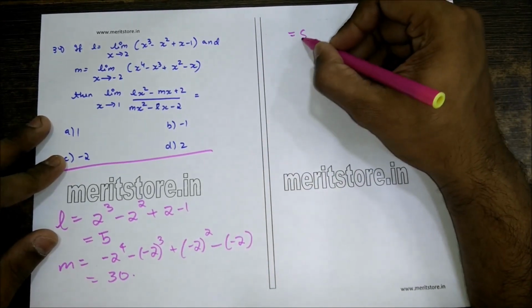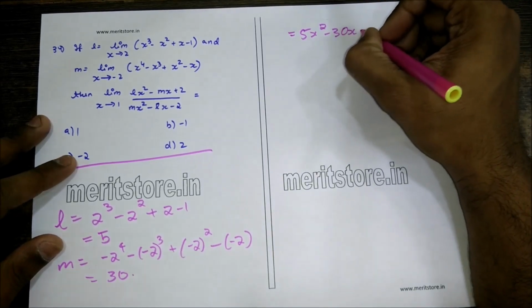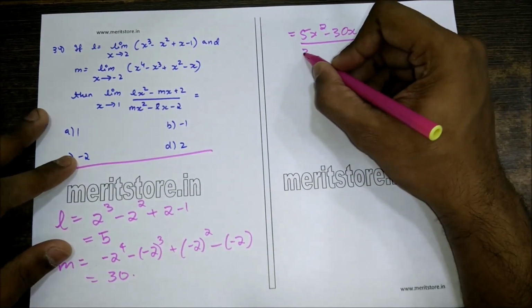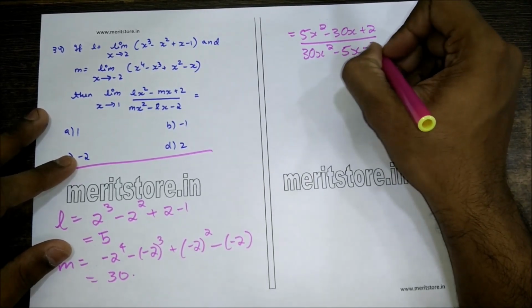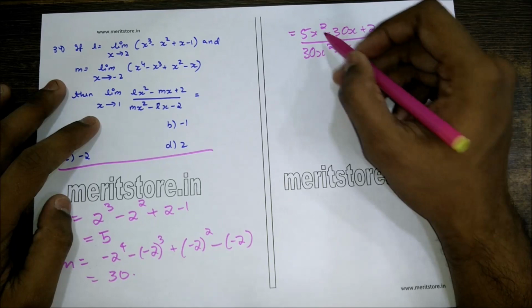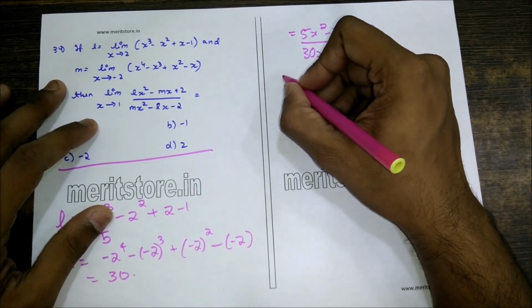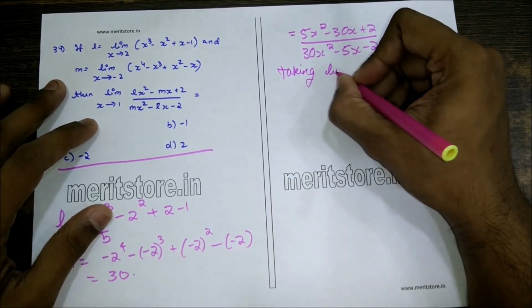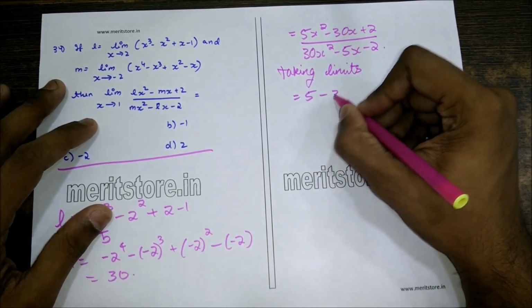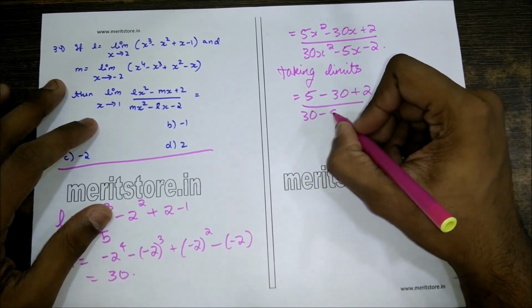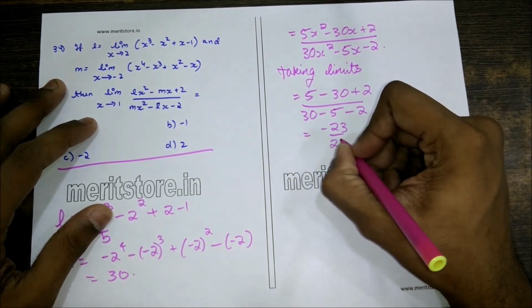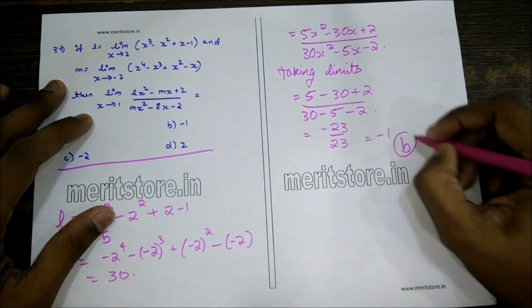Now substituting the values of L and M respectively, we get lx square minus mx plus 2 as 5x square minus 30x plus 2, upon mx square minus lx minus 2 as 30x square minus 5x minus 2. Now taking the limits, as x tends to 1, we substitute the value of 1 for x. So we get the equation as 5 minus 30 plus 2 upon 30 minus 5 minus 2. That gives us minus 23 upon 23, which is equal to minus 1, or option B.